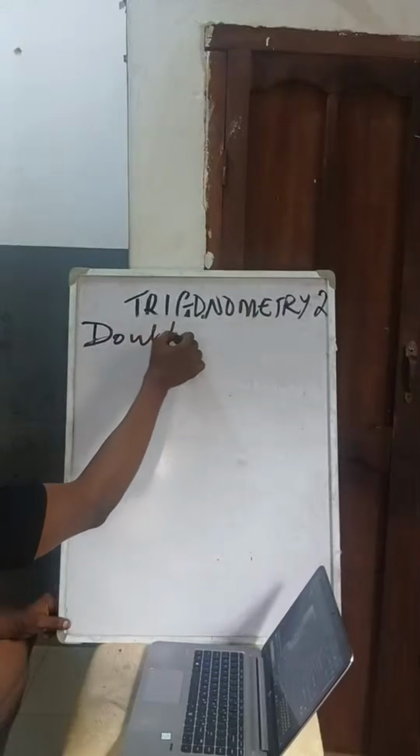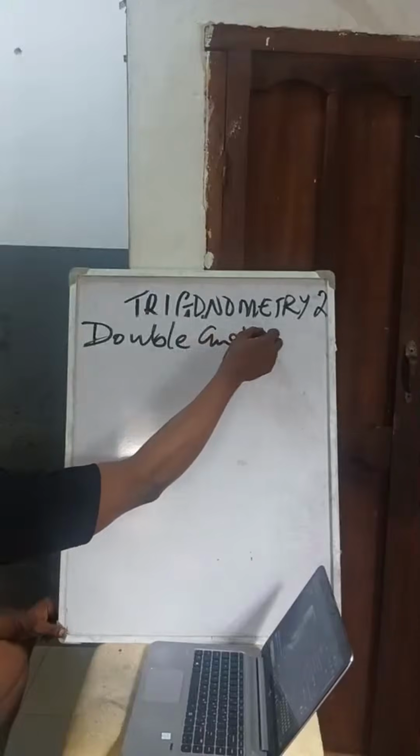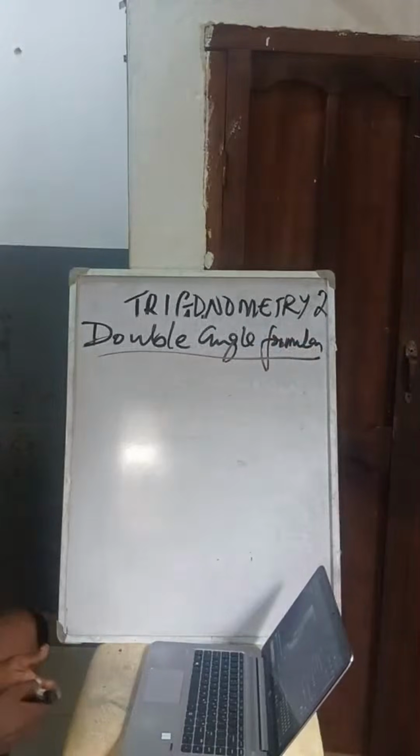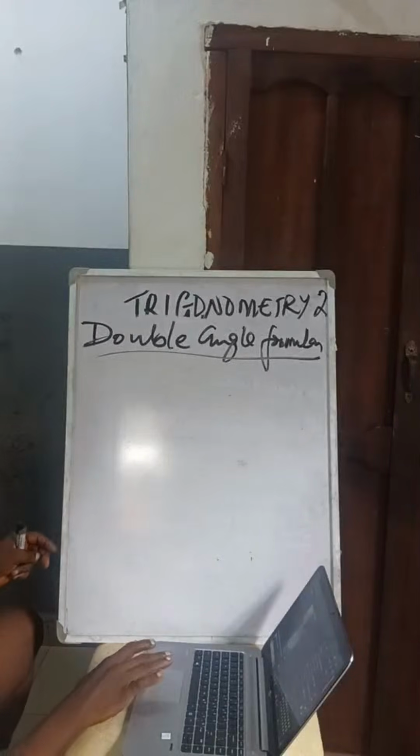We have the double angle formula. Okay. From the addition formula, we have the double angle formula.